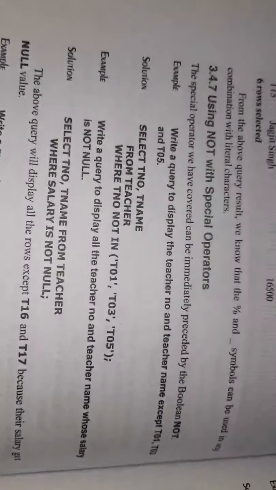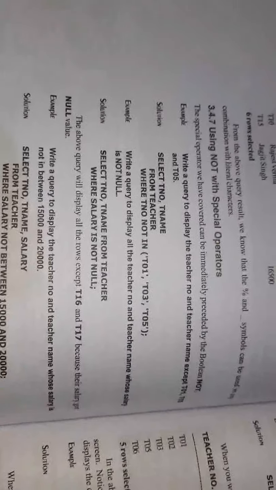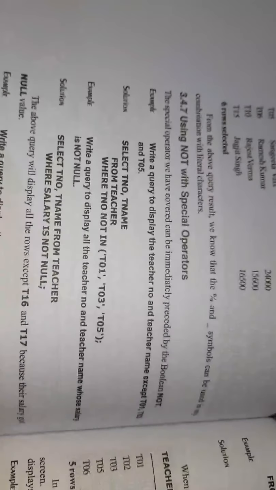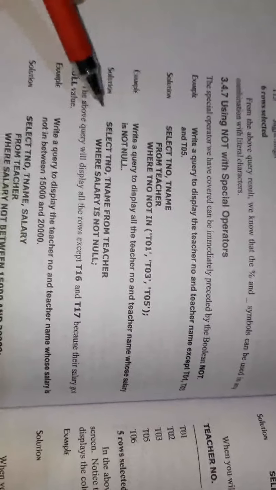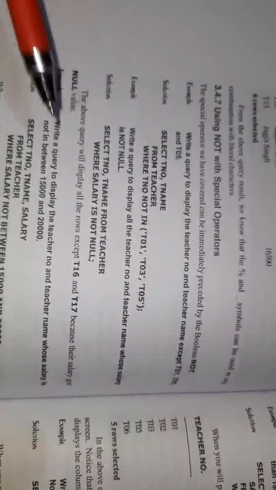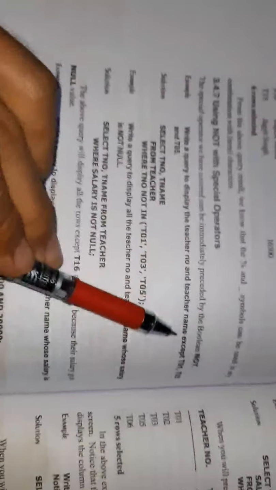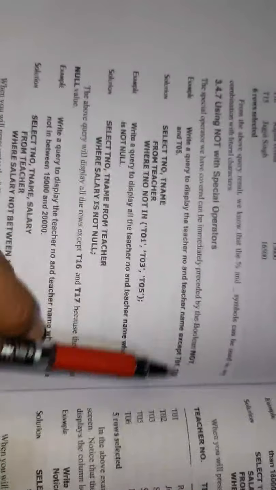Using the NOT operator, we have already seen in the previous pages how we use the NOT operator with the logical operators, that is AND, OR, and NOT, and then we have seen that it is also used with different operators, right? Now you can see that the NOT operator is also used with what we have just gone through, that is the BETWEEN operator, IS NULL, and the IN operator. So here, write the query to display the teacher number and teacher name except T01, T03, and T05.